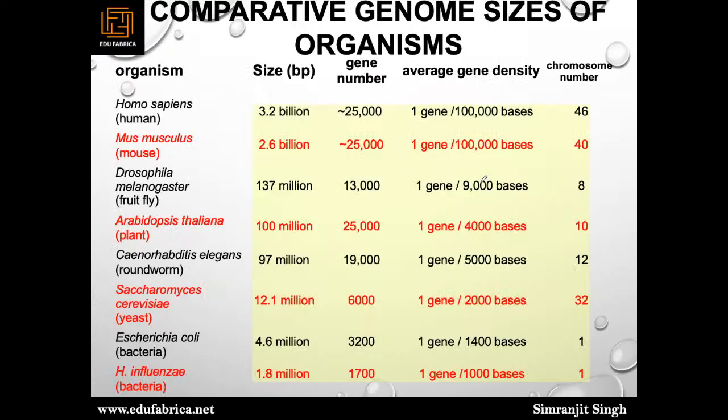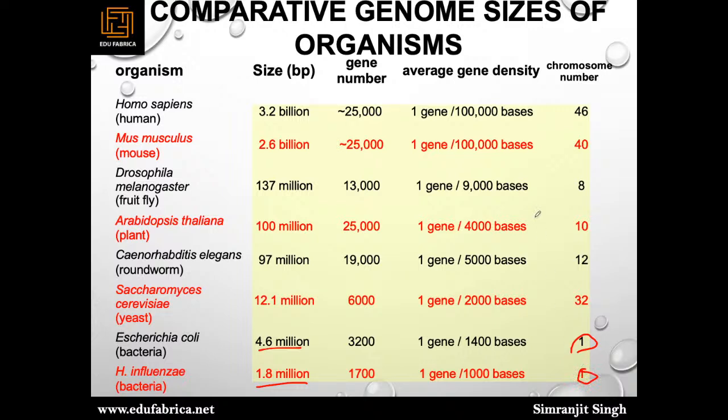So if we see the comparative genomic sizes of organisms here, that is Homo sapiens, mouse, fruit fly, plant, yeast, bacteria. So for the bacteria E. coli and Haemophilus influenzae, the chromosome number is only one, but the size is around 4.6 million to 1.8 million base pairs. But the chromosome has only one in them.